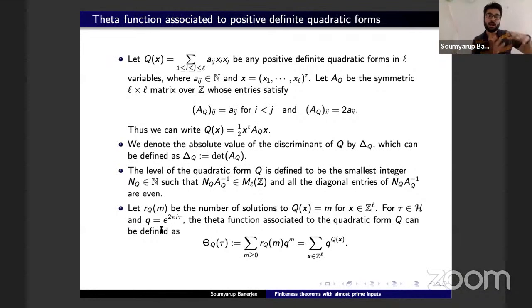Let r_Q(m) be the number of solutions to Q(x) equal to m for x belonging to Z to the power l. For tau belonging to the upper half plane and q equal to e to the power 2 pi i tau, the theta function associated to the quadratic form Q can be defined in this way. So theta_Q is basically the generating function of r_Q(m), the number of solutions of Q(x) equal to m. And this equality is very trivial: you just interchange the sums by the definition of r_Q(m), and then you get this. So theta_Q is the generating function of r_Q(m). Let me now show you the next result.